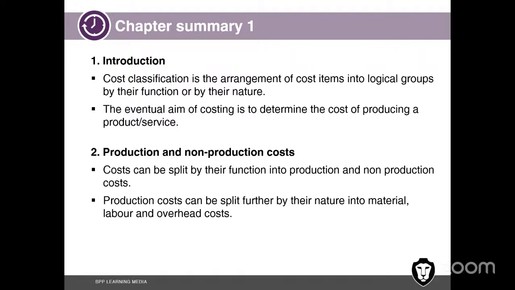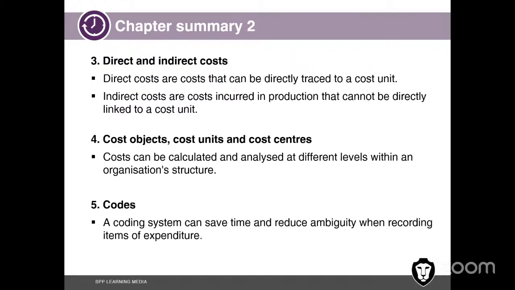So that basically would cover the first half of the chapter. Looking at what are the main things in the first half, chapter 3A. 3B will now look at cost behavior. But the main part in 3A is looking at production and non-production costs, direct and indirect costs, what are cost objects, cost units, and cost centers, and then codes, the coding system. Right? So those are some critical things.